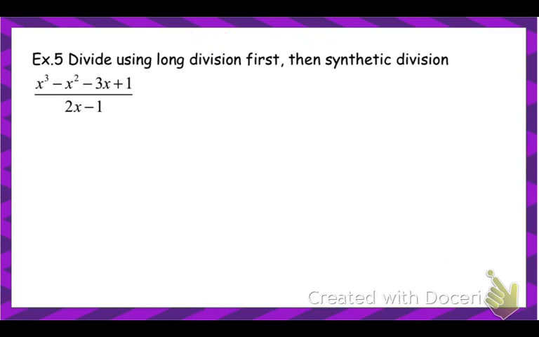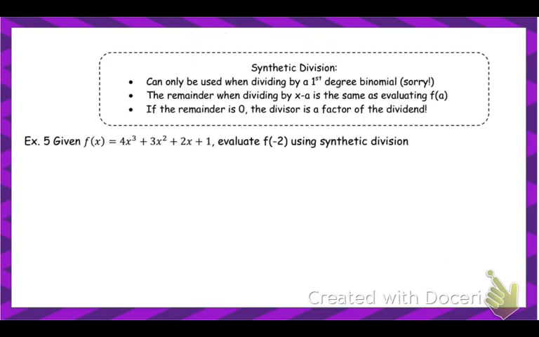All right, so the last things we're going to look at are just some applications of synthetic division. So like we said, synthetic division really only works when you have a first degree binomial. It says the remainder, when you divide by x minus a, is actually the same as evaluating f of a. This is something called the remainder theorem. And that's going to be really helpful for us when the remainder is a particular value. So the remainder theorem is shown here in example 5.